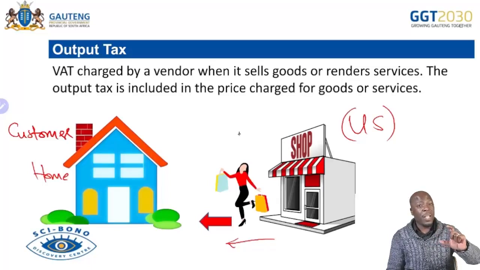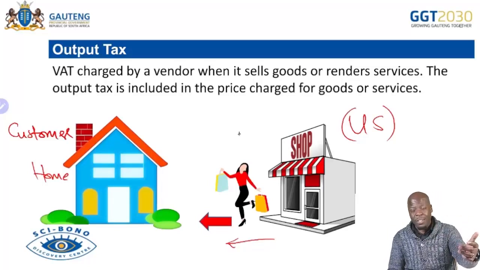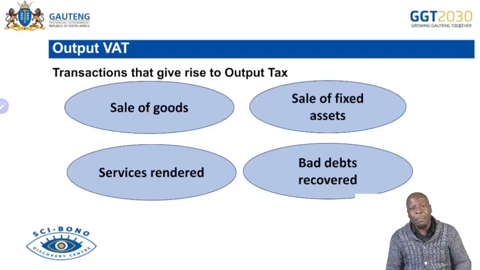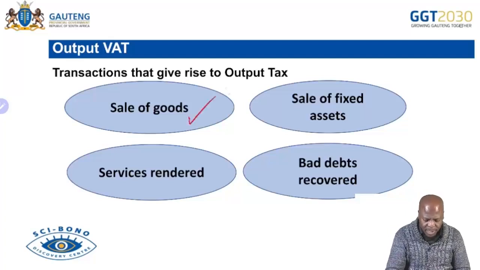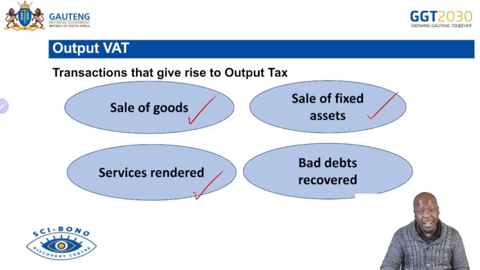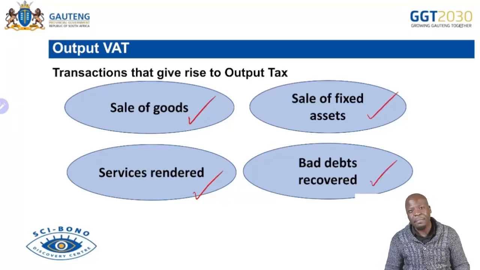Once you follow the goods, it makes it easy to ascertain whether it is input or output. Output, the goods are now being sold to the customers. So the goods are going out, then output tax will arise. All right. So already in your mind, you have an idea of the type of goods or services that can fall under output. Number one, sale of goods, sale of fixed assets, services that we are rendering to our customers, as well as bad debts recovered.